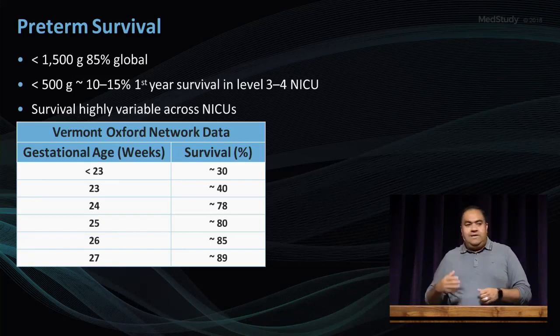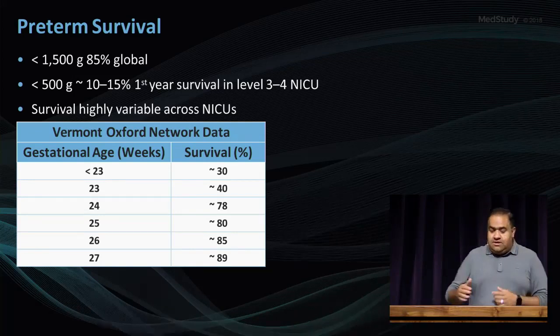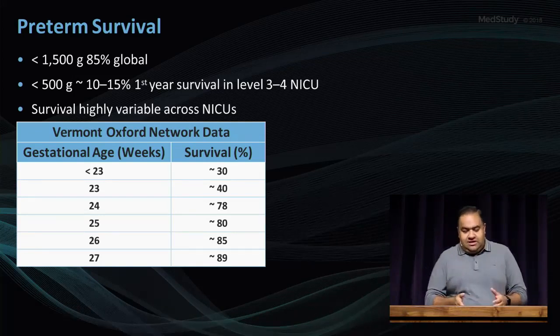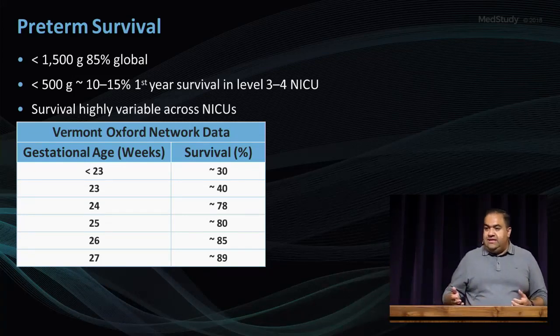Now, if you look at databases like the Vermont-Oxford Network, this database looks at about 1,500 hospitals across the world, and they break down their survival rate as such. Less than 23 weeks is about 30%, 23 weeks about 40%, 24 weeks you get a really big jump to 78%, 25 weeks, 80%, 26 weeks, 85%, and 27 weeks, 89%.